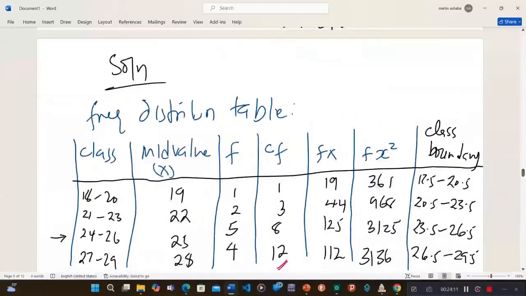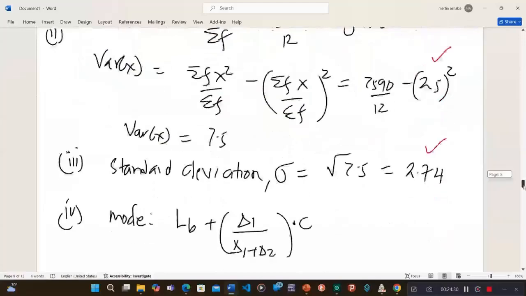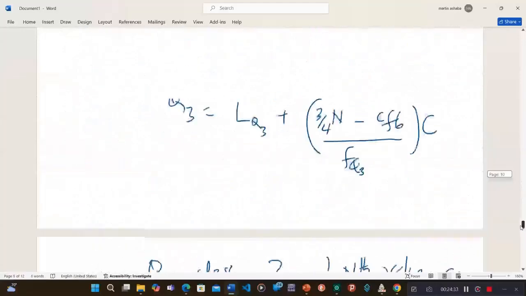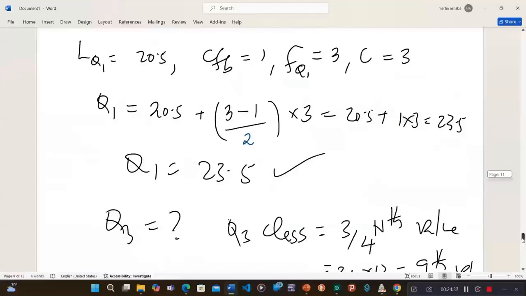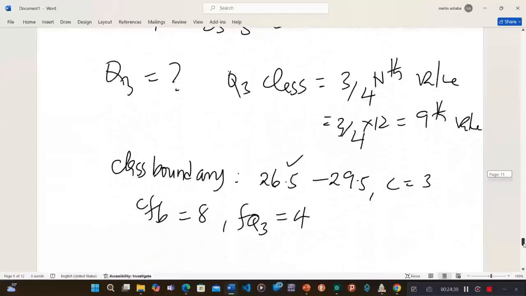So when we check there, 3 corresponds to the class 20.5 to 23.5. So the value we're interested in is 20.5. And what is the cumulative frequency before that? It will be 1. What is the frequency of that class? It will be 2. So you just go substitute in there and get your value. Then choose Q3 the same way.